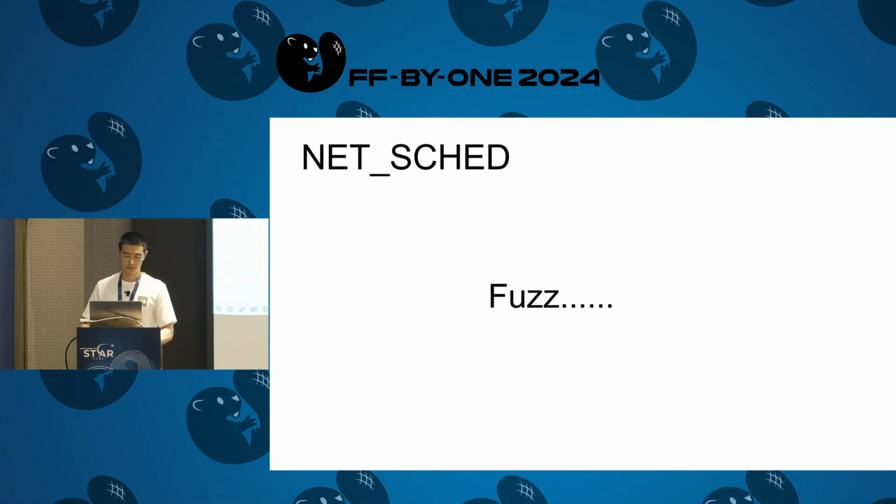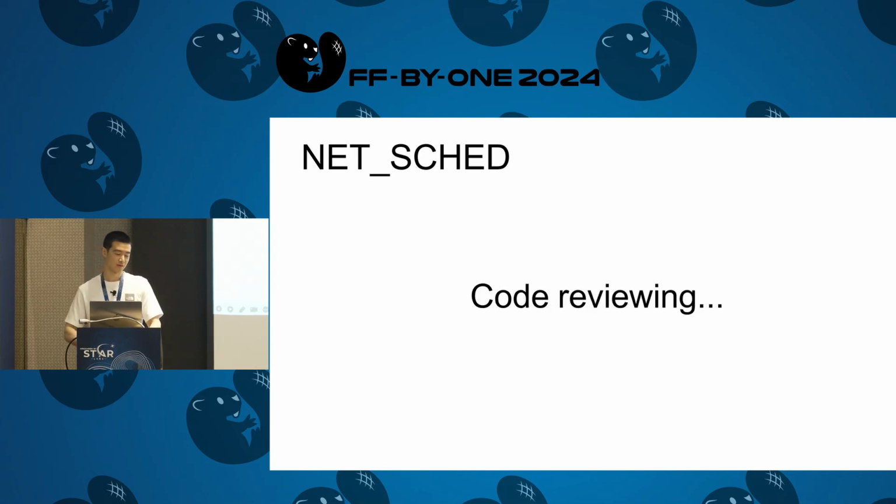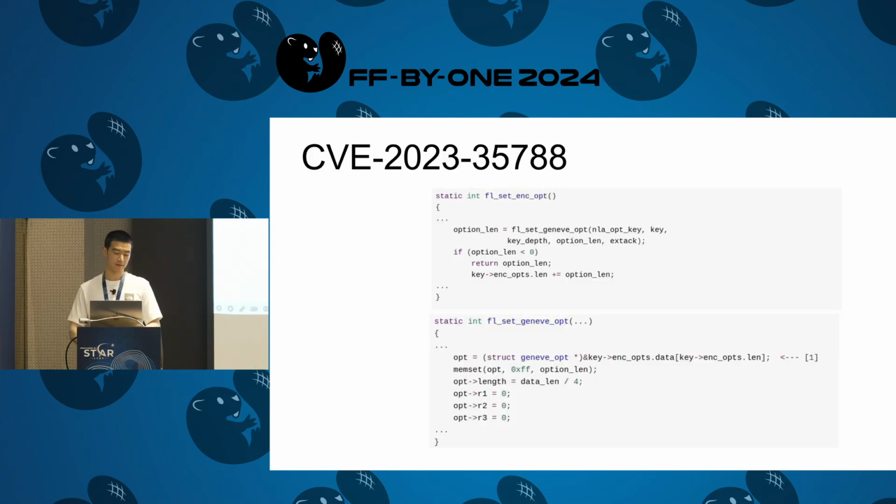So, after clarifying these structures, it's easy for us to start fuzzing. Like you can use syzkaller. Unfortunately, after a while, we didn't have any good results. So I decided to do code reviewing directly. Then I found something interesting.